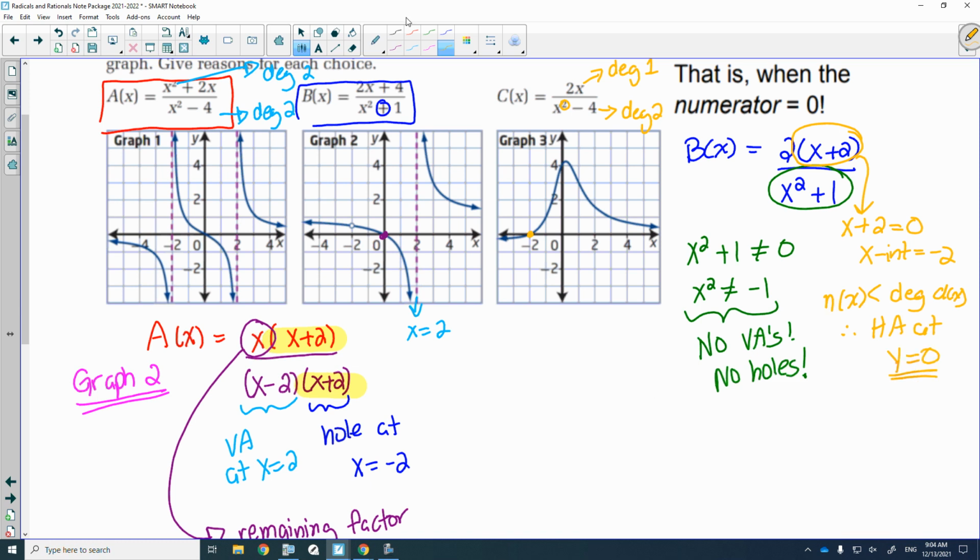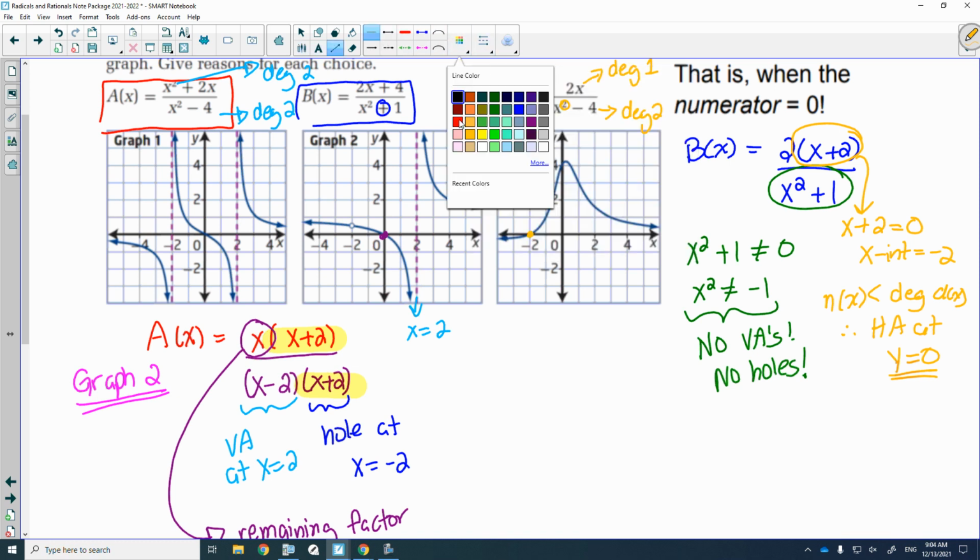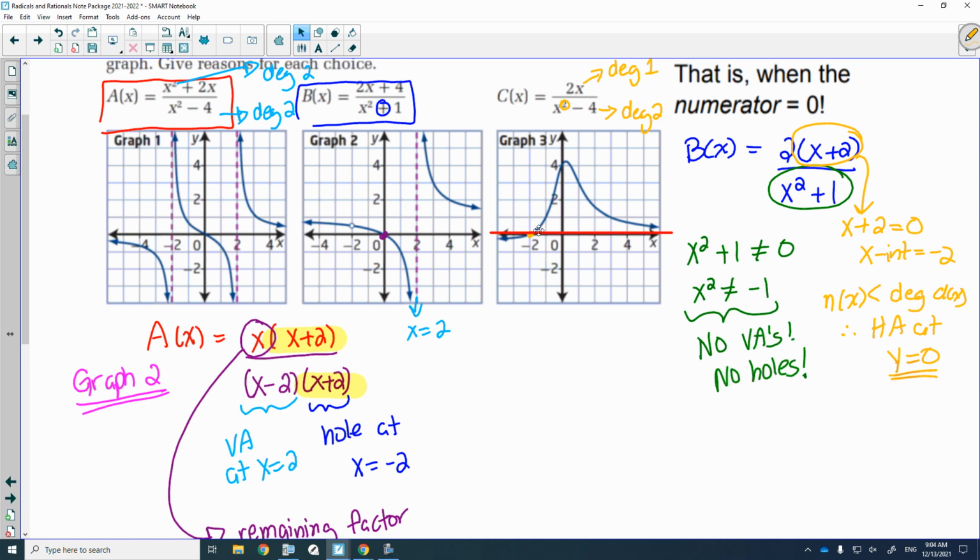Now, this throws some students. Remember I talked about this in the last class. Sometimes students would look at this and say, well, that can't be an HA because the graph is cutting, like it's going through the HA. It doesn't matter for HAs. What matters is the end behavior. So this graph is going to keep going on and it's going to approach 0. And then the end behavior of this, it's going to continue forever to negative x, but it's going to get closer and closer to 0. So that is still an HA. So we said that b of x is graph 3.